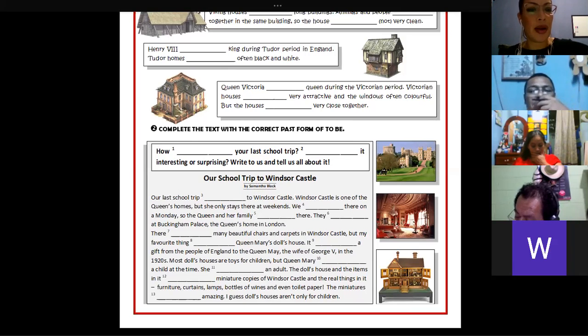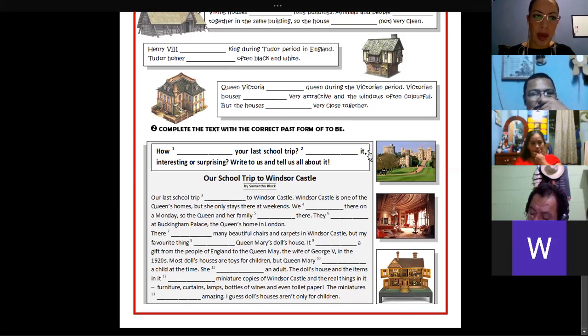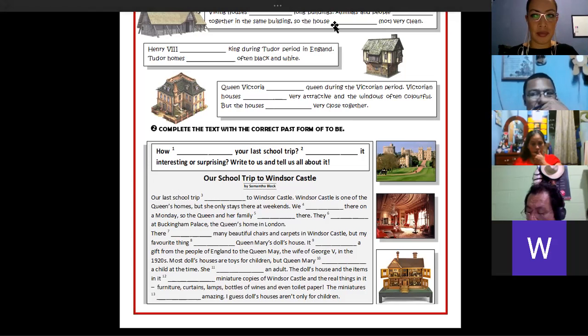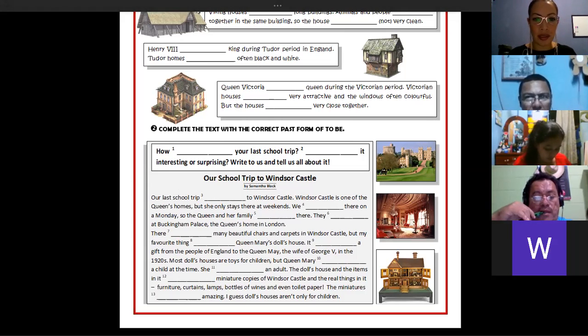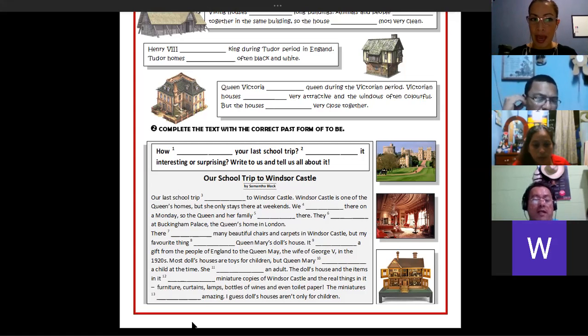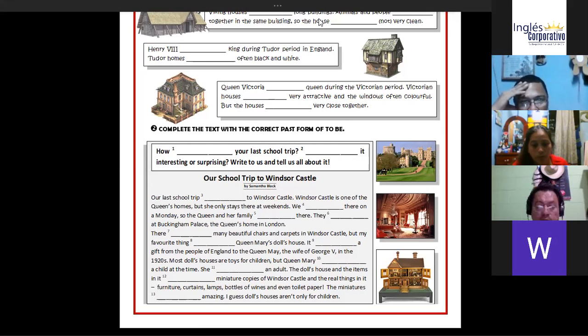Now the same process, so we're going to continue here the same, using the past of the verb be. Okay, the same thing, para continuar la lectura acá, este es básicamente lo mismo, vamos a estar usando was, were, wasn't, and weren't. Solo escriban el número y le ponen was o were, wasn't or weren't. Number one, for example, it would be how your last school trip. Como estamos hablando del viaje, cómo estuvo el viaje, la número uno nos quedaría how was your last school trip. Y así sucesivamente van a ir haciendo el resto de los items.